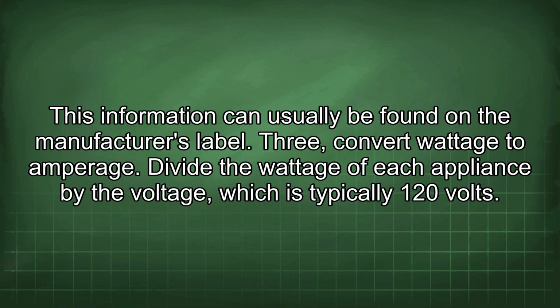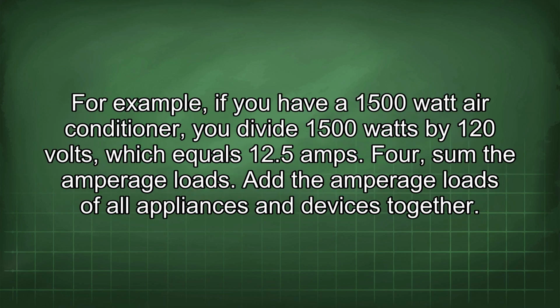3. Convert wattage to amperage. Divide the wattage of each appliance by the voltage, which is typically 120 volts. For example, if you have a 1500 watt air conditioner, you divide 1500 watts by 120 volts, which equals 12.5 amps. 4. Sum the amperage loads. Add the amperage loads of all appliances and devices together.